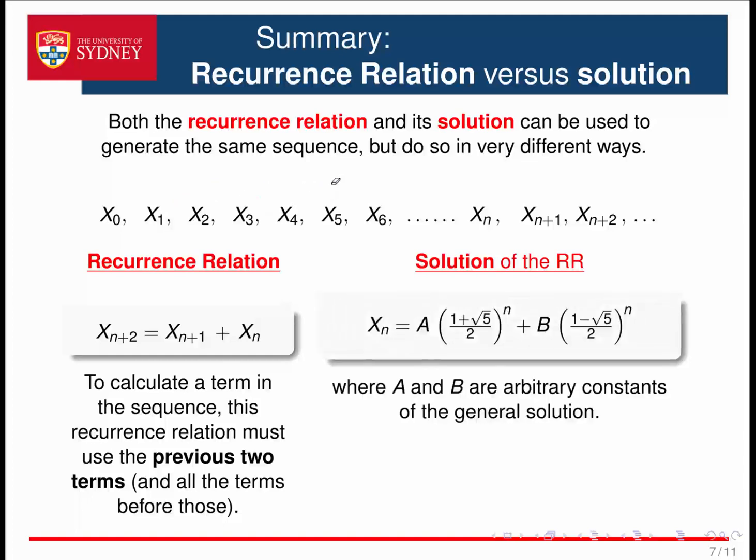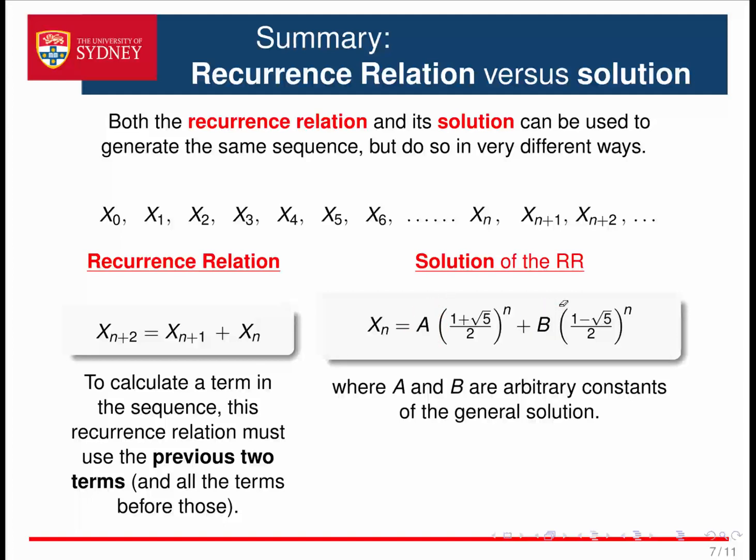It turns out the solution to this recurrence relation is the following. The solution looks complicated, and we will learn how to find this solution in a later module. For the moment, however, we will just use the solution to help explain how the recurrence relation and solution differ in calculating a term in the sequence. Note that this is the general solution to the recurrence relation, and it involves two arbitrary constants a and b instead of just one, as in the last example.